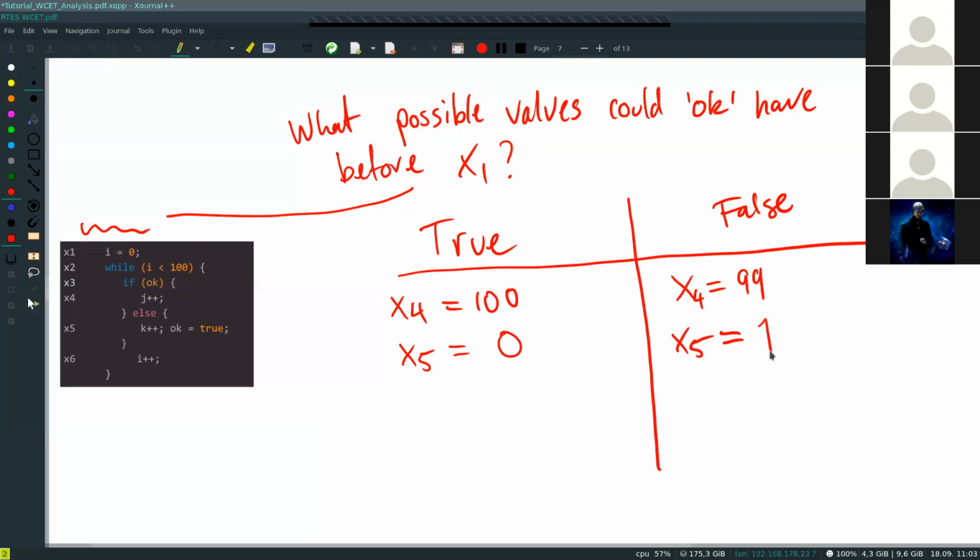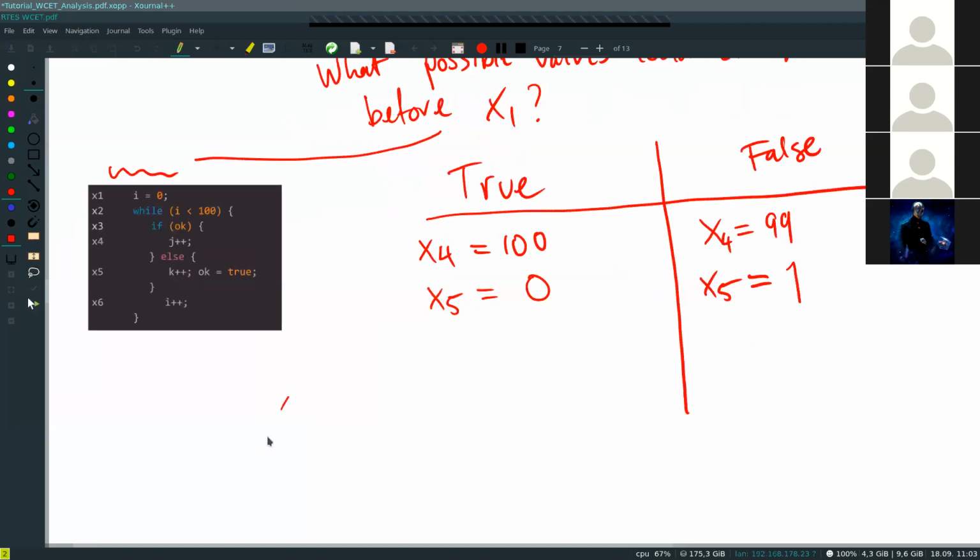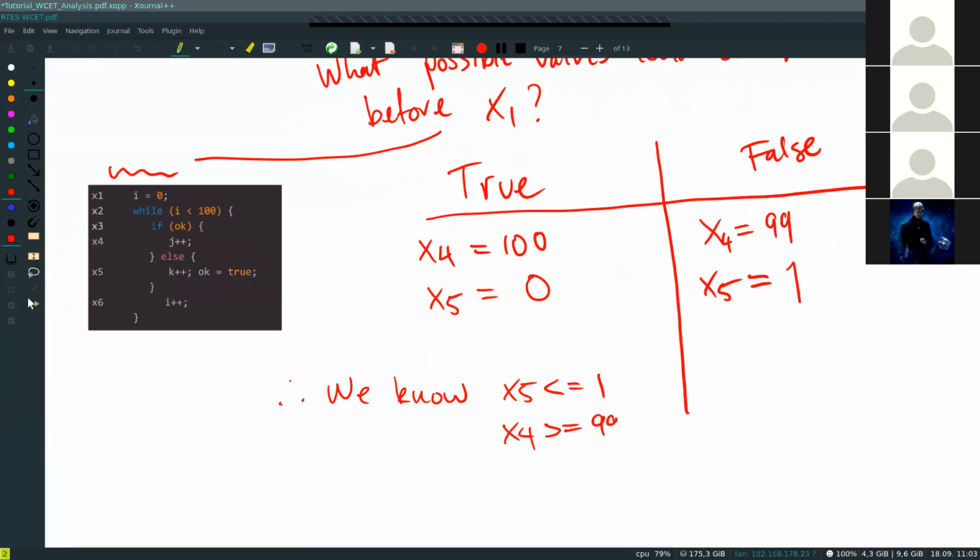And this will be 1, right? So therefore, we can look at this and say, okay, we know x5 is less than or equal to 1, and x4 is greater or equal to 99. You could also, for instance, put in here 100 is less than or equal to x4. And this is just from looking at the actual code, right?